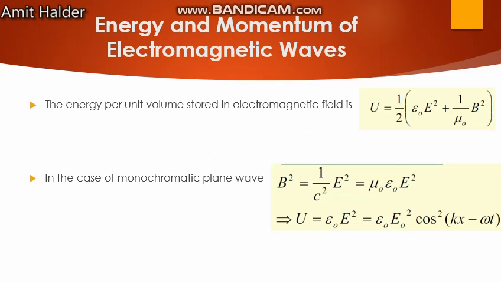Now, energy and momentum of electromagnetic waves. The energy per unit volume stored in the electric field is like that. That is the equation. In the case of a monochromatic plane wave, monochromatic means the plane wave is a single light or a single frequency, or single wavelength. That is known as a monochromatic plane wave. You can write it like this. That I have told you before, B is equal to 1 by c, k cross E. The B vector is like that. I have told you before.